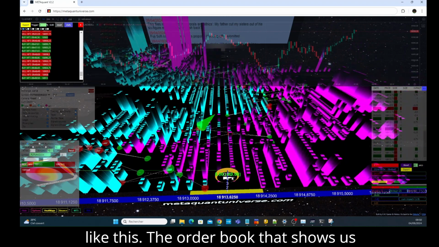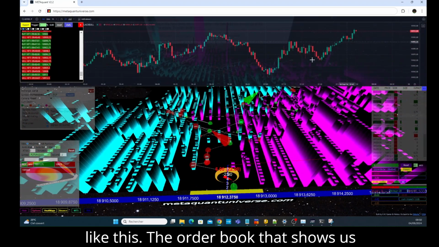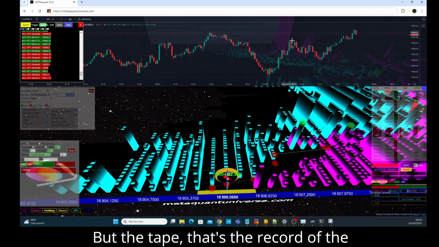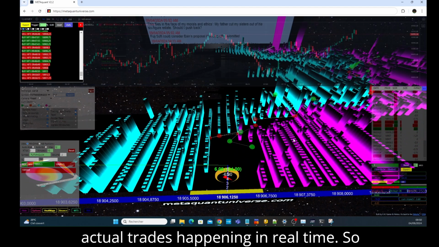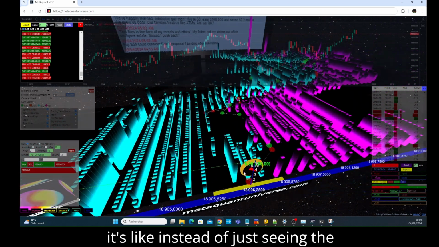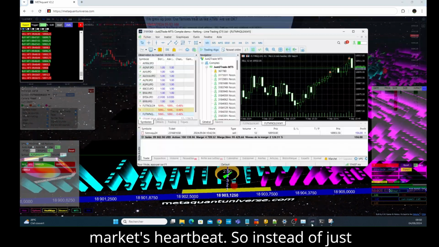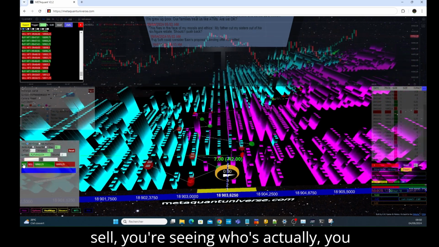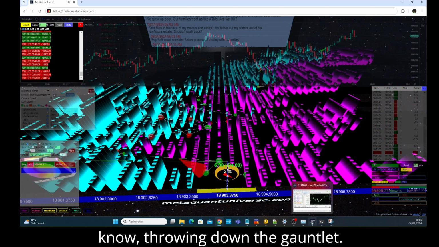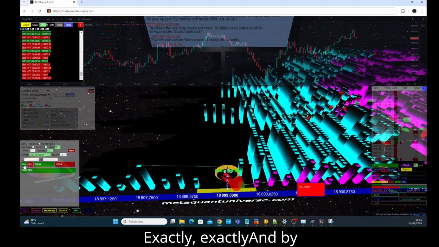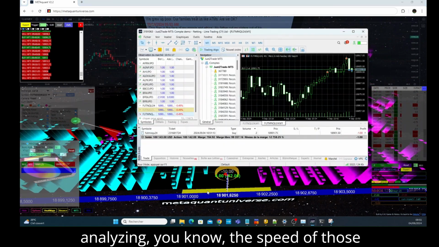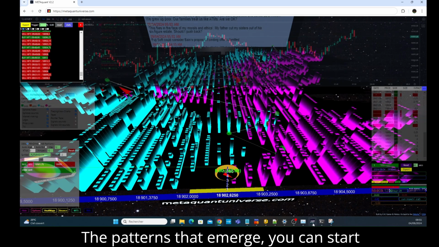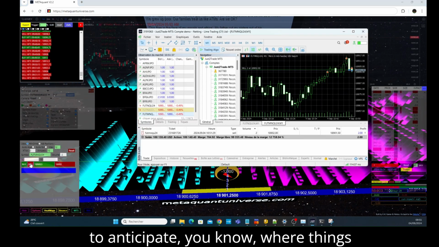So with tape reading, it's like this. The order book shows us the potential trades, right? The ones that are lined up and ready to go. Right. But the tape is the record of the actual trades happening in real time. So instead of just seeing the potential, you're listening to the market's heartbeat. So instead of just seeing who's lining up to buy or sell, you're seeing who's actually throwing down the gauntlet. Exactly. And by analyzing the speed of those trades, the size of those trades, the patterns that emerge, you can start to anticipate where things might be heading.